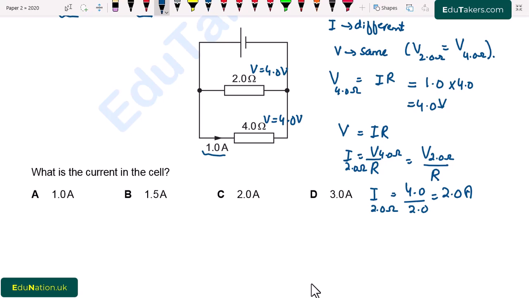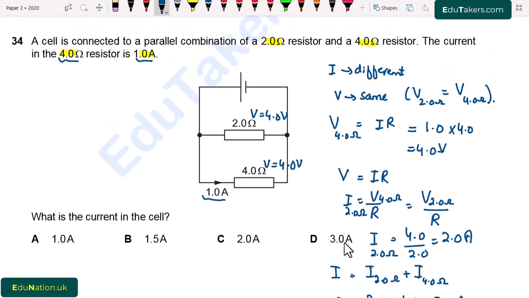We have to find out the total current in the cell. So total current will be the sum of both of these current values. I write here, it will be 2.0 plus 1.0, which is equal to 3.0 ampere. It means that the total current of this cell is 3.0 ampere, which is option D. So from here, option D is correct.